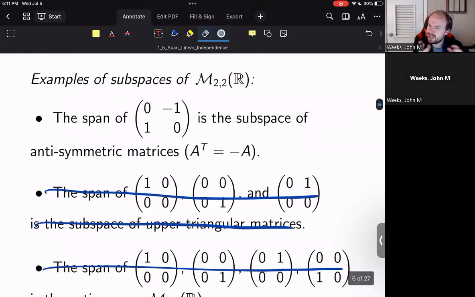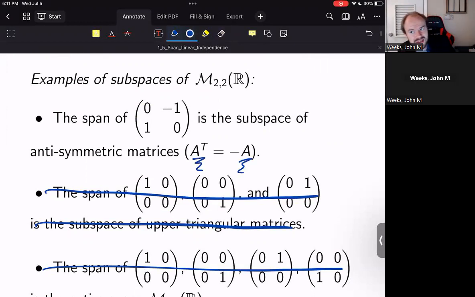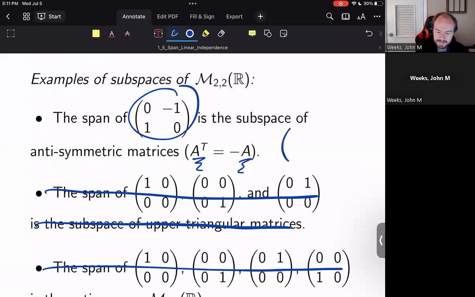Now let's take a look at another spanning set here. The span of 0, -1, 1, 0, just this single element. This is the subspace of anti-symmetric matrices. These are all those where A transpose equals -A. Notice we don't have anything on the diagonal here. The reason we can't have anything on the diagonal is that when I take the transpose, of anything inside the subspace of anti-symmetric matrices, the things on the diagonal stay in the same place, right?